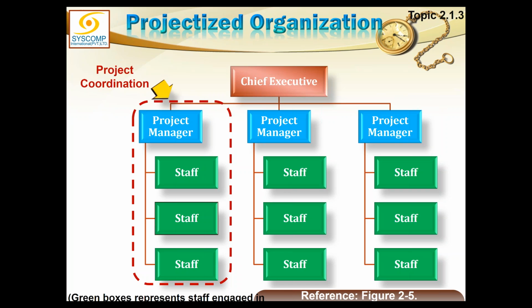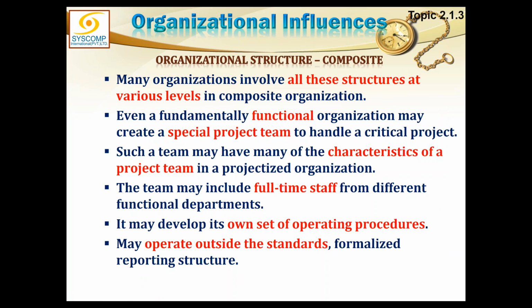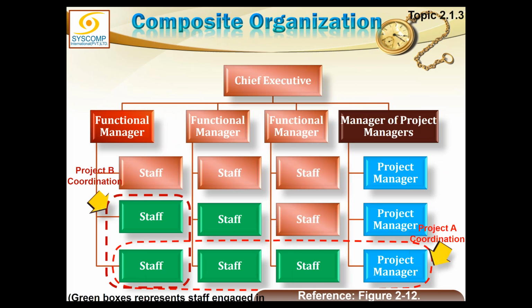So I'll just be showing you another composite or hybrid organization structure, which again is not classical in the sense, but is just a combination of many fibers from here and there. You can see a manager of project managers, which is an indication of a strong matrix. There is a project running under the first functional manager, that is Project B coordination, it is written there. So this is an internal project for that functional manager.